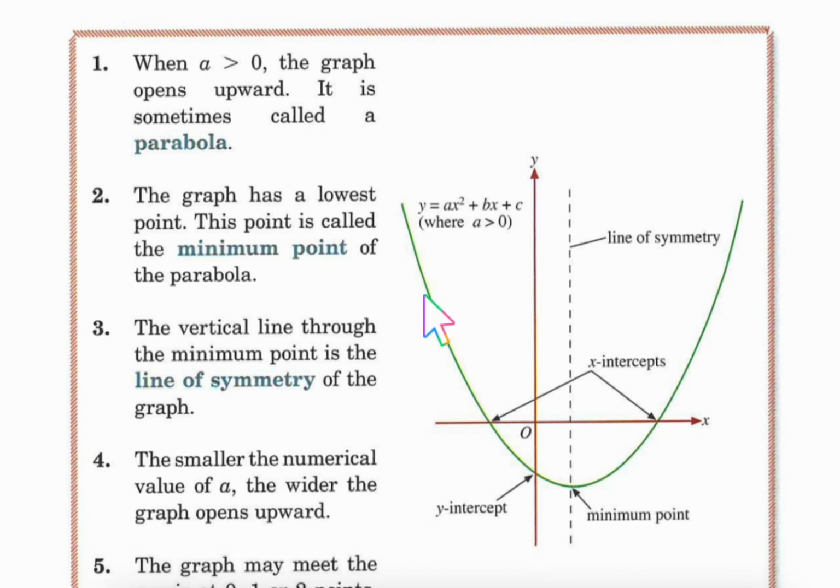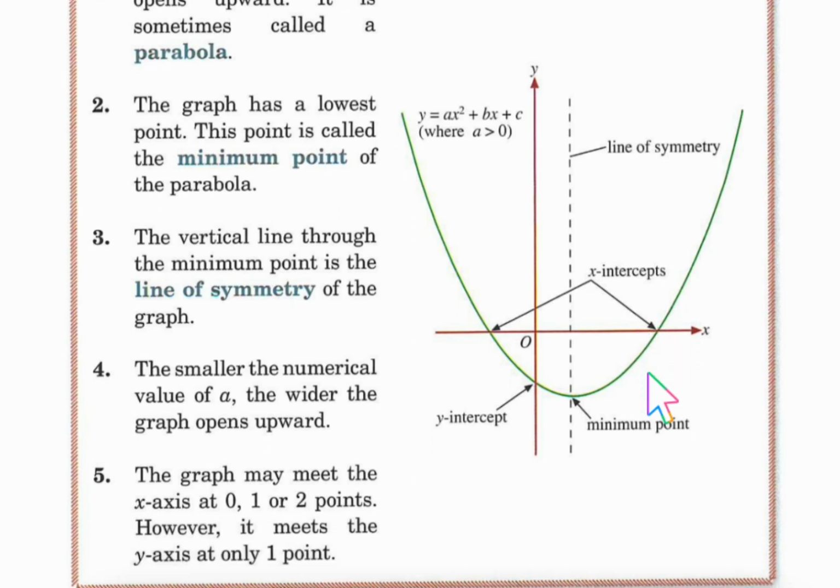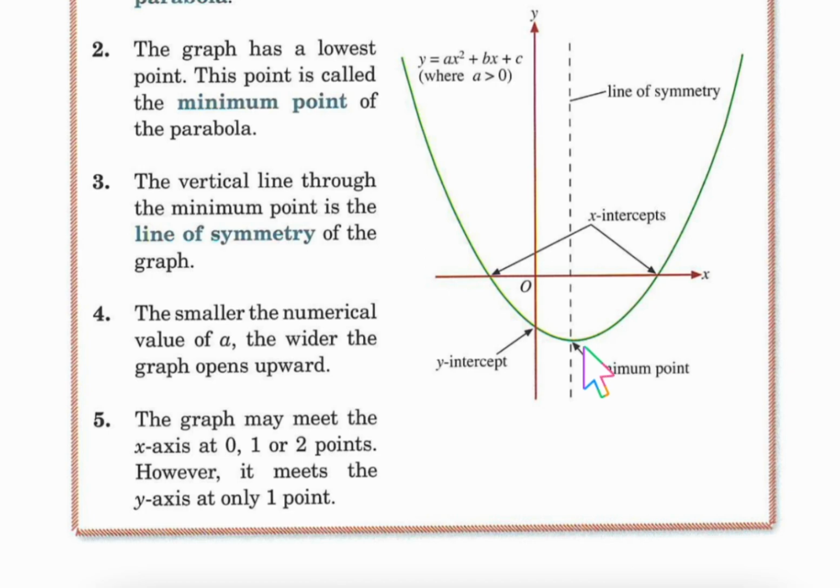All right, so some things to summarize and add to your notes. First, that we talked about was that when a is greater than 0, the graph opens upward and it's called a parabola. Secondly, the graph has a lowest point. It is called a minimum point, which makes sense, right? It's the lowest point, the minimum. There is a vertical line that goes through the minimum point, and that is what we call the line of symmetry, because everything on the left-hand side is basically identical to everything on the right-hand side. We can kind of fold it over like a mirror. That's the line of symmetry.